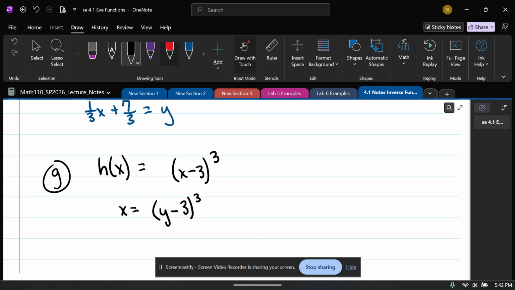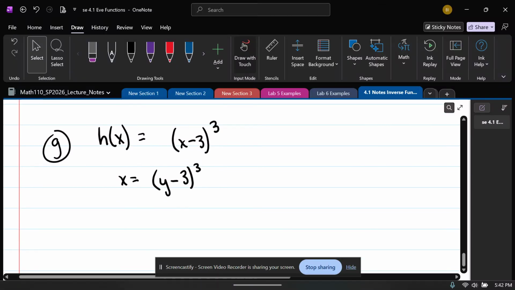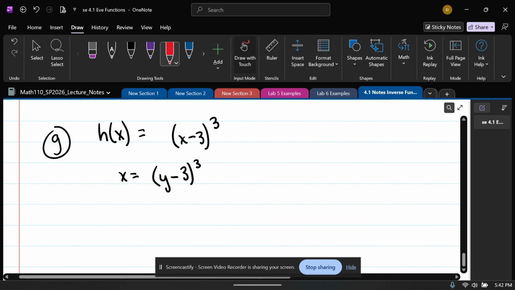Now, if I'm going to get y back by itself, I've got to get it out of that parentheses there. So I've got to get rid of that cubed. What is the opposite of raising something to the third power? Not the square root, but the cube root. Yeah, same, that's what you meant. I know what you meant. So we're going to take the cube root of both sides.